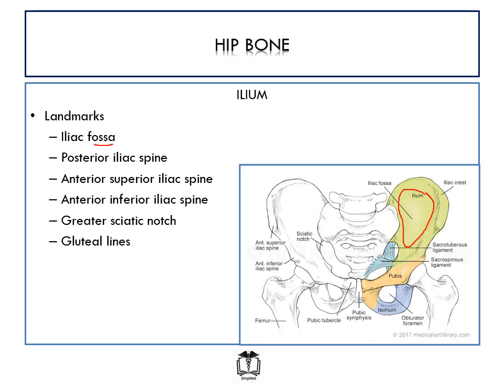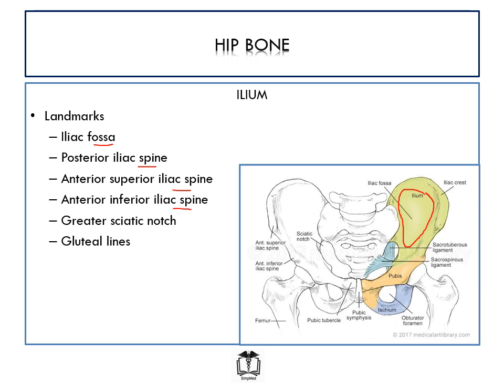And we have the posterior iliac spine. We have the anterior iliac spine, anterior superior iliac spine, and then the anterior inferior iliac spine. These are just projections or bumps found on the surface of the ilium, usually found at the ends, at the beginning of the iliac crest.